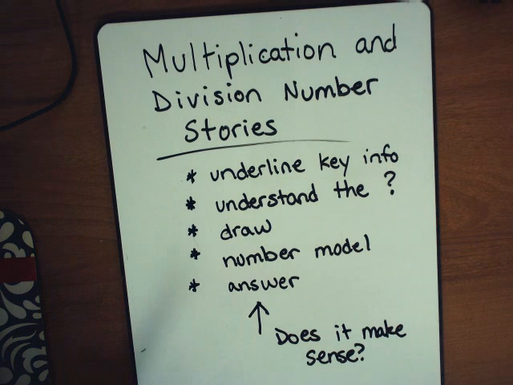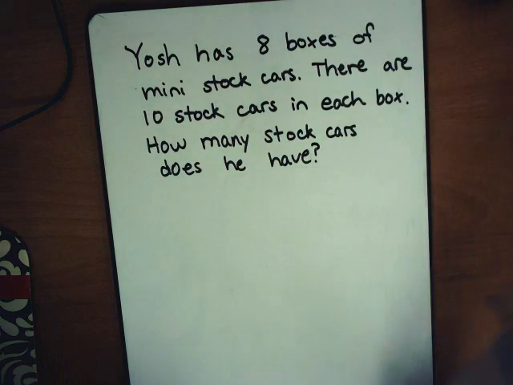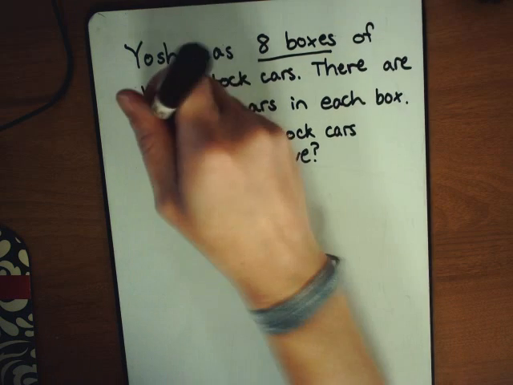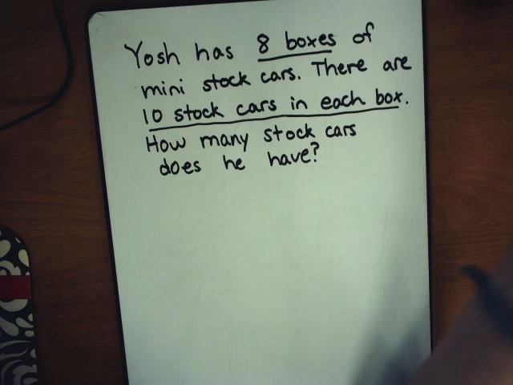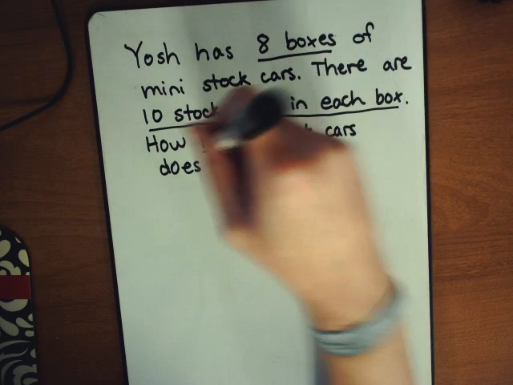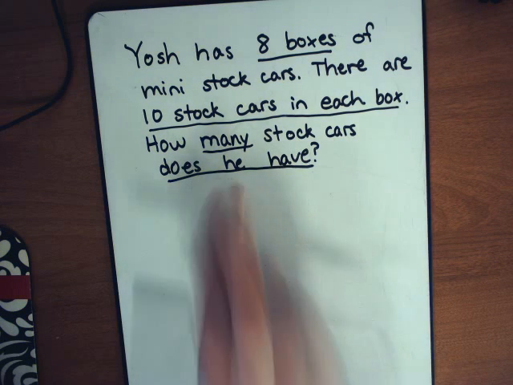I want you to just watch me as I go through this first one. So we have Yash has 8 boxes of mini stock cars. There are 10 stock cars in each box. How many stock cars does he have? Okay, so I see he's got 8 boxes. There are 10 stock cars in each box. And it's asking how many does he have. Okay, so I noticed that we're looking for a total number right here.